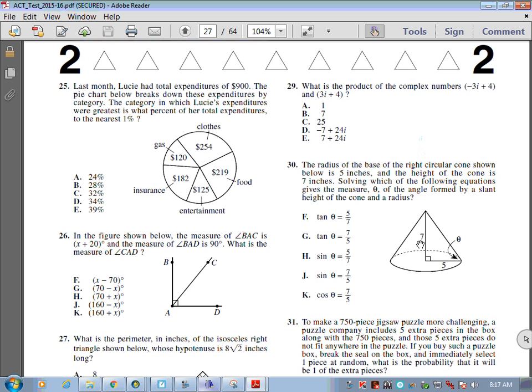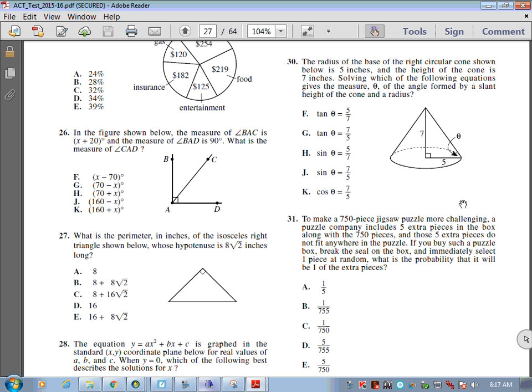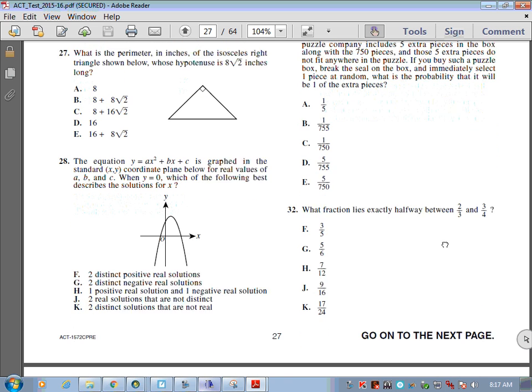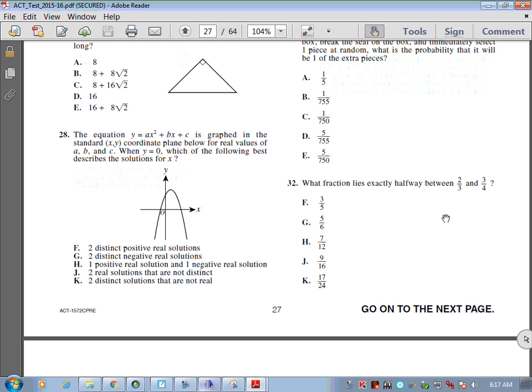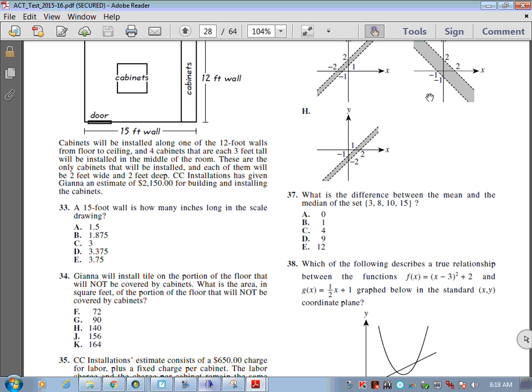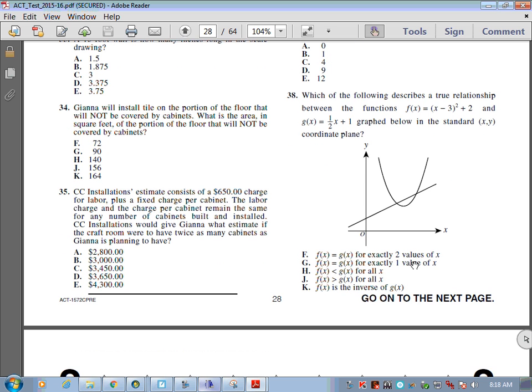Next column, 29 is C. 30 is G. 31 is D. 32 is K. Okay. 33 is B. 34 is H. 35 is D.